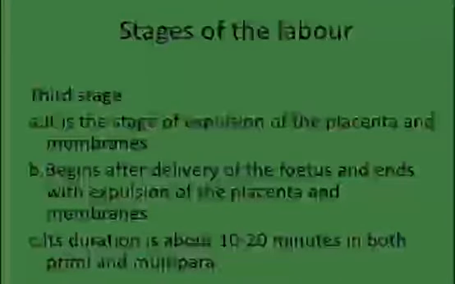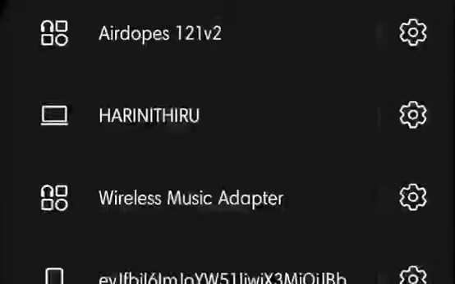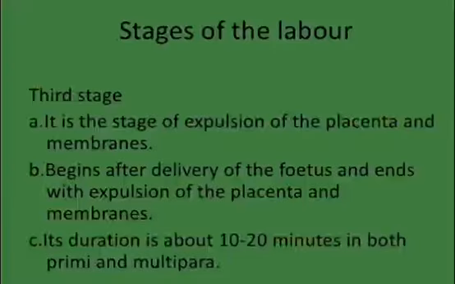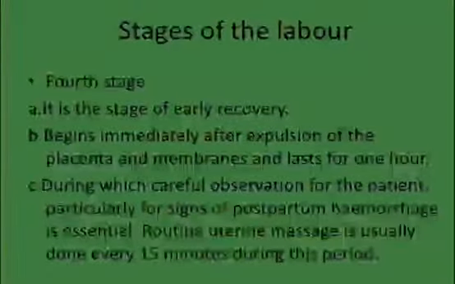Stages of the labor. The third stage is the stage of expulsion of the placenta and the membranes. Its duration is about 10 to 20 minutes in both primipara and multipara. Stages of the labor. The fourth stage is the stage of early recovery.